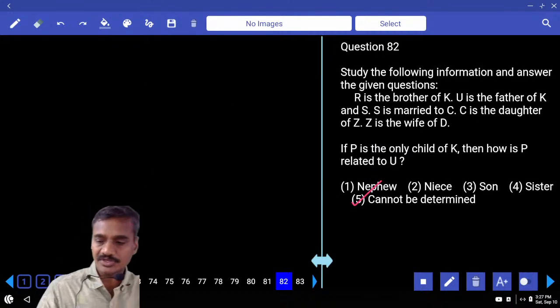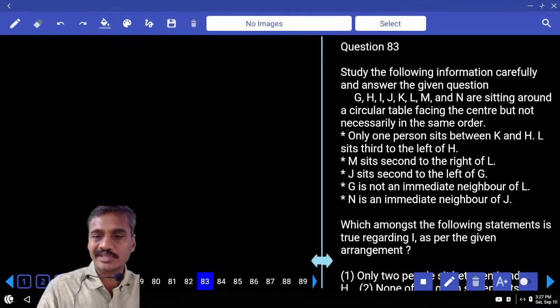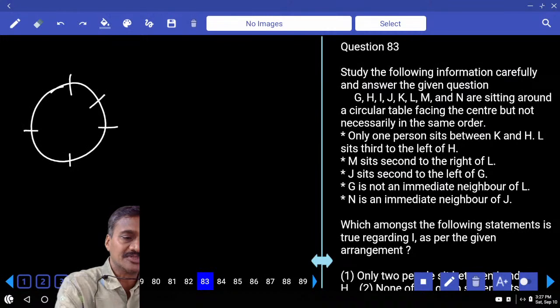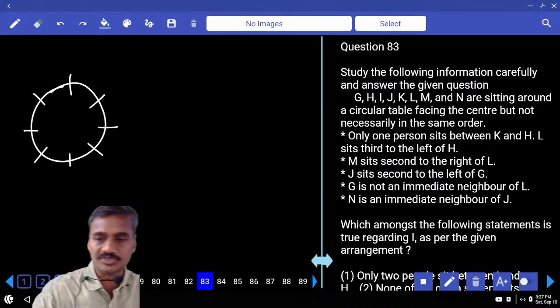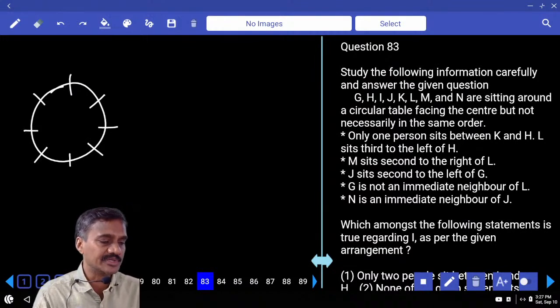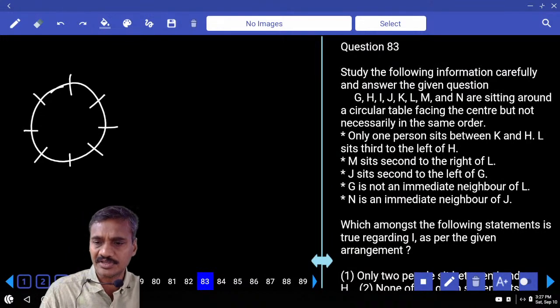Then 83 onwards. Now in question number 83 onwards, K, H, I, J, K, L, M, N are the 8 persons seated around a circular table facing towards the center. Now 8 persons are seated around a circular table facing towards the center. Only one person between K and H. How many persons are in between K and H? There must be exactly one person between K as well as H.